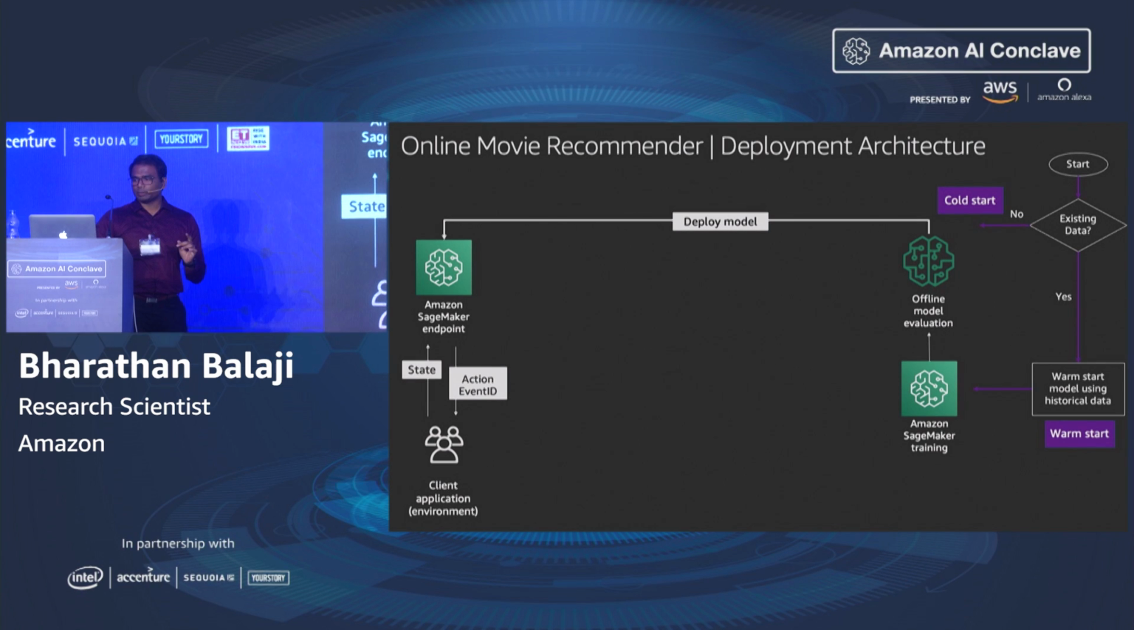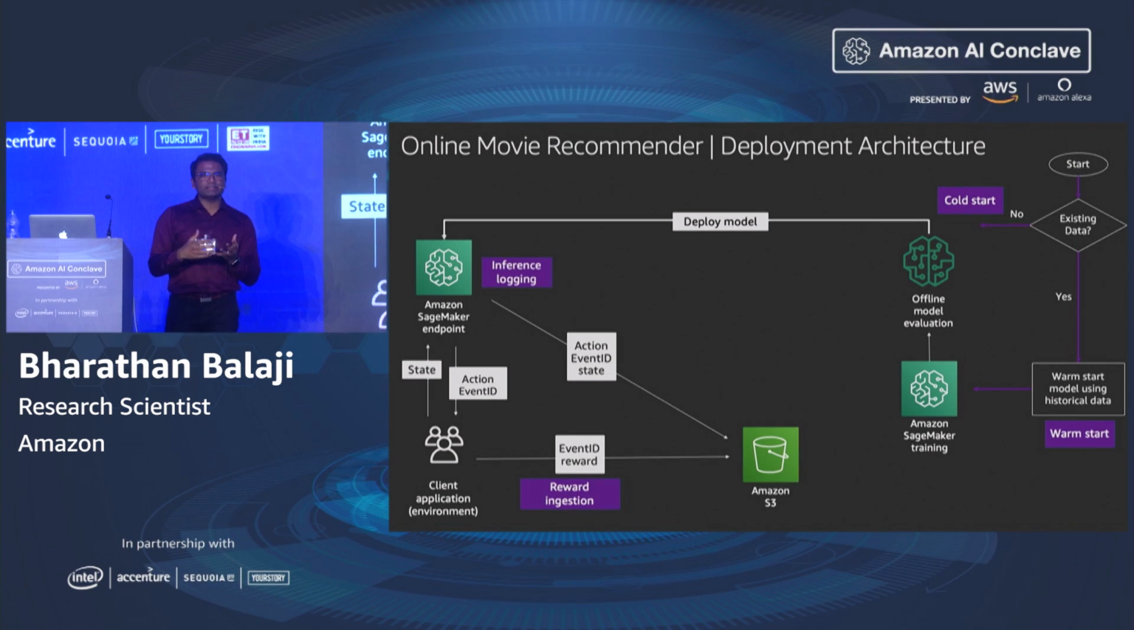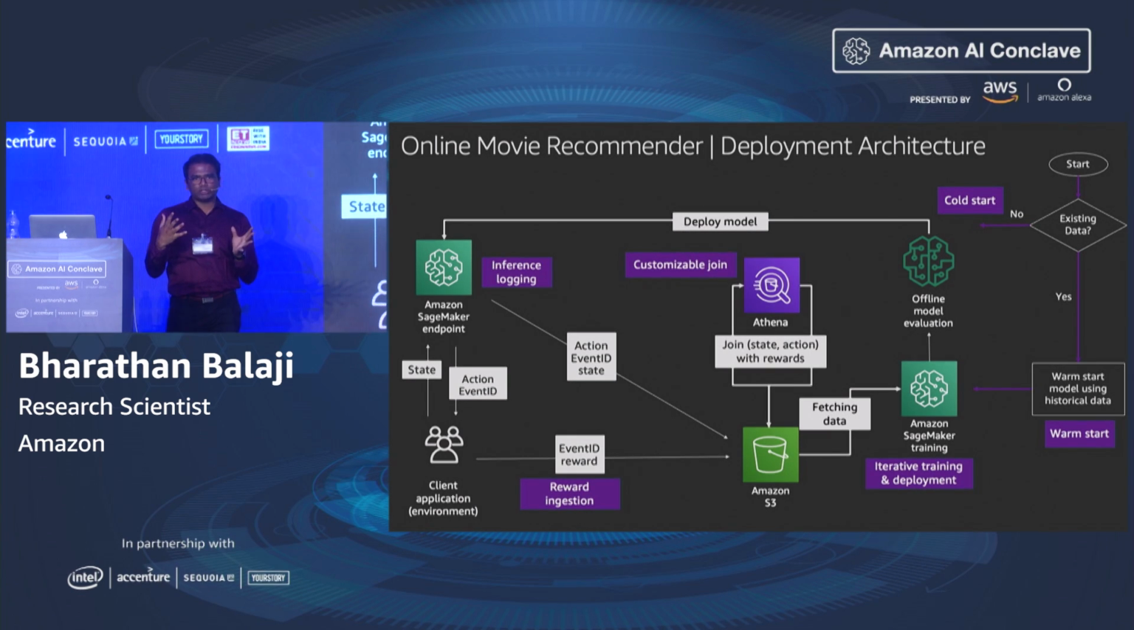The hosting endpoint automatically logs all of the requests and the resulting predictions to S3 using Kinesis Firehose. And the client application is also expected to provide the corresponding event ID and the rewards that you actually got from your system. These rewards can be different metrics that you care about, such as click-through rate or the revenue that you received. Then we process the data that was logged from the hosting endpoint, as well as the client application, using Athena, and create the data format that is required to retrain the model.